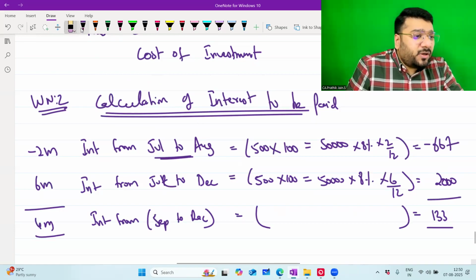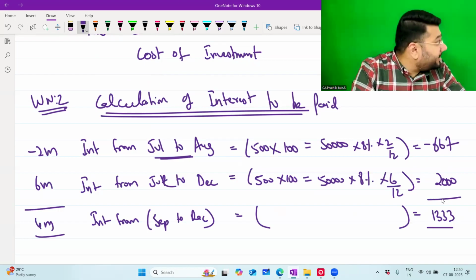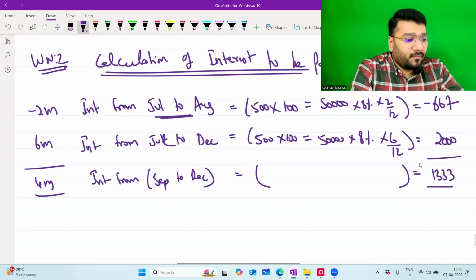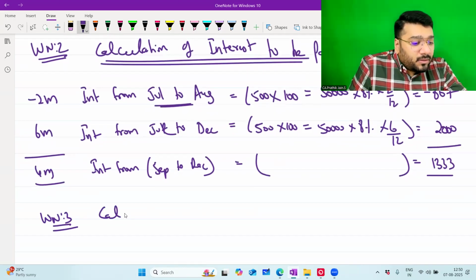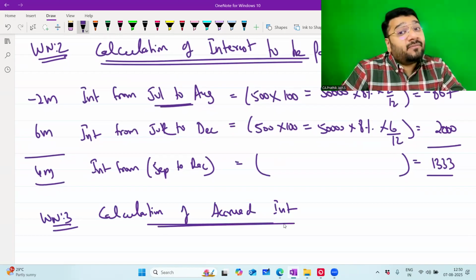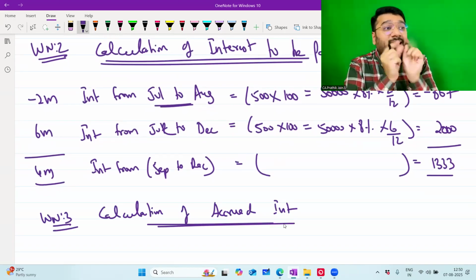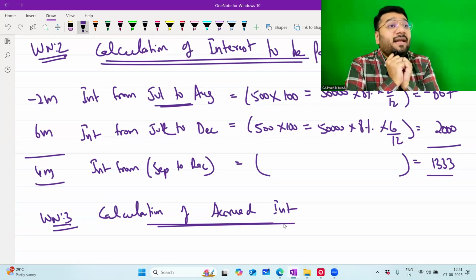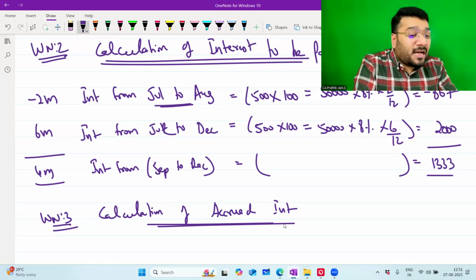Anybody got any difficulty understanding this? Online people, anybody got any difficulty understanding this? No, sir. Okay. Working note number 3. Calculation of accrued interest. Accrued interest will come into the picture when the interest date and the year ending date are not the same. What is the year ending date? 31st March. What is the interest date? 30 June, 31st December. Both are not the same. Hence accrued interest will come.